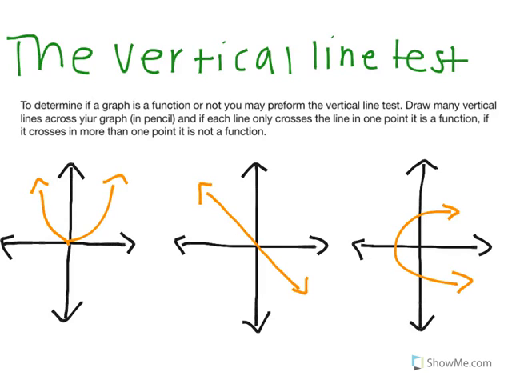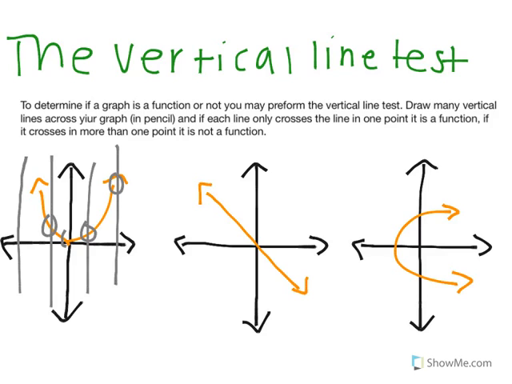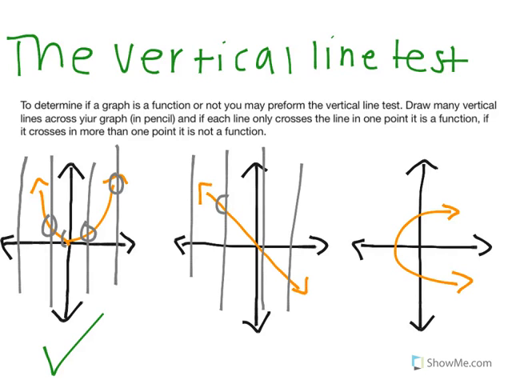Let me show you an example. So this one, I'm drawing vertical lines across the graph, and you notice how they only intersect in one point each? So this is a function. Good. Now let's try the next one. One point each. They don't overlap more than once. This is also a function.